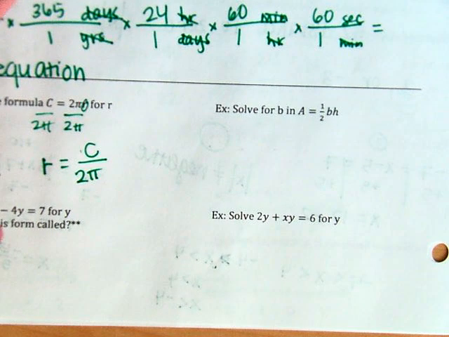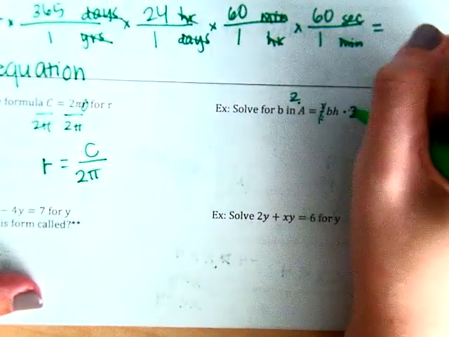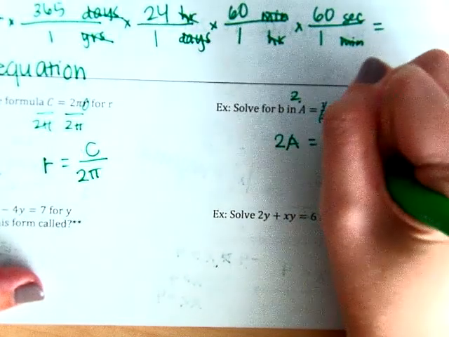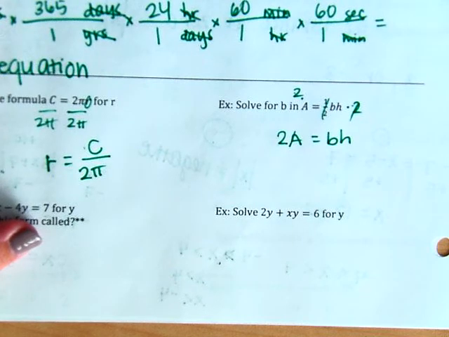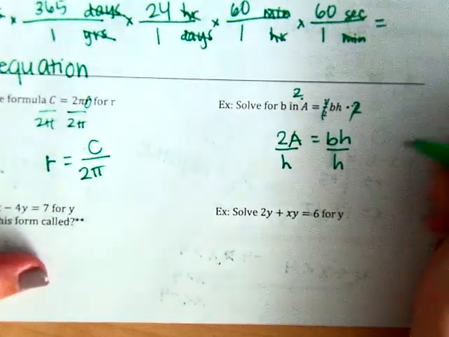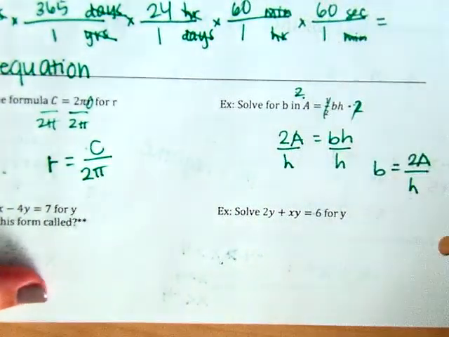Solve for b, and A equals 1/2 bh. I want to get rid of that 1/2 first, so I'm going to multiply by 2, because that 1/2 and that 2 will cancel out. So then I have 2A equals bh, and then to get the b by itself, I'm going to divide by h, get it over to the other side, so I have b equals 2A over h.